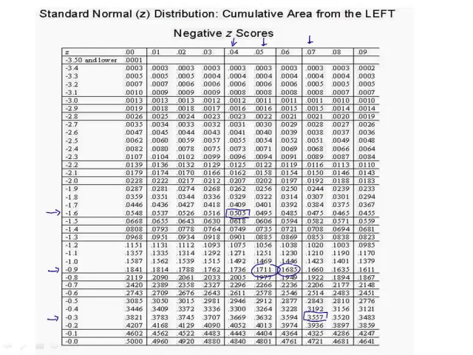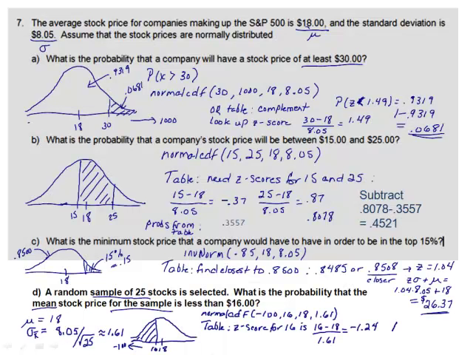So here's our negative z-scores table. So we're looking for negative 1.2 for our row and 0.04 for our column. And that takes us down here to 0.1075 for our probability. So our probability that the mean stock price for the sample of 25 stocks is less than $16 would be 0.1075, or only about 11%.